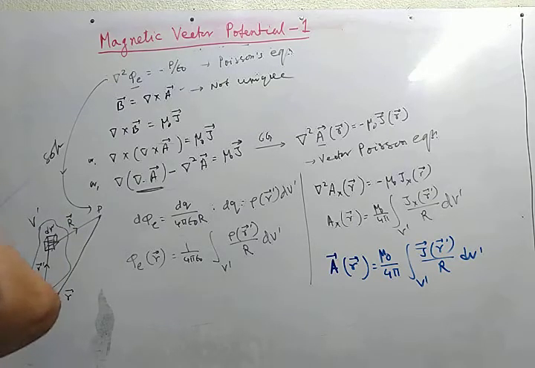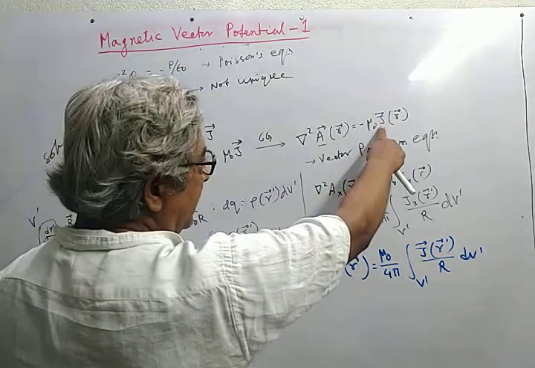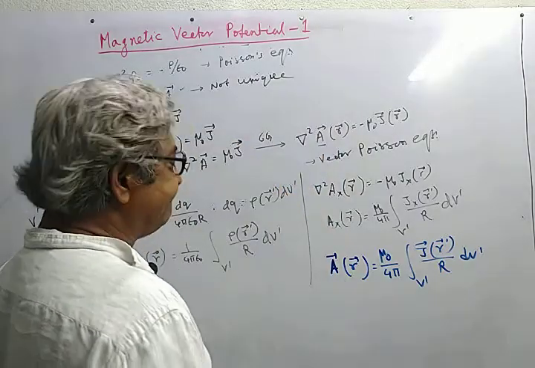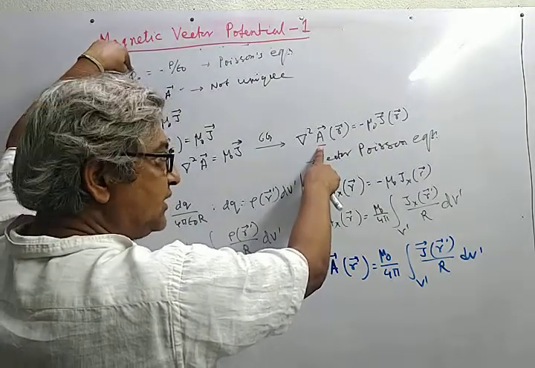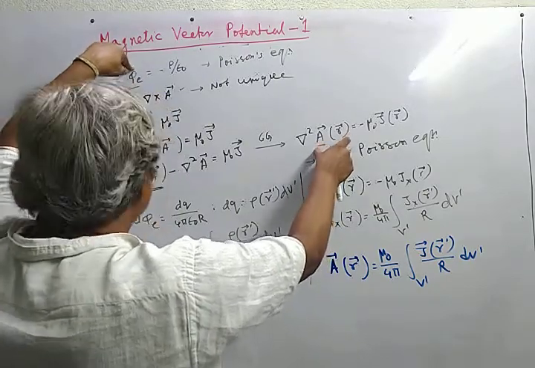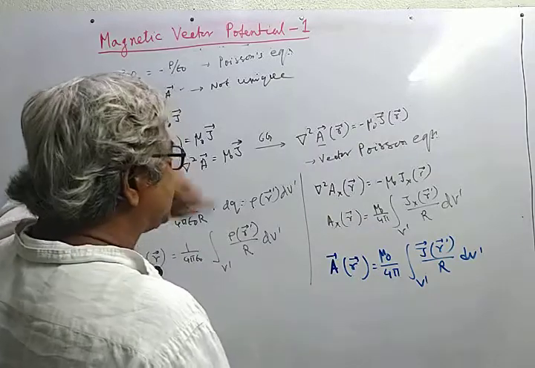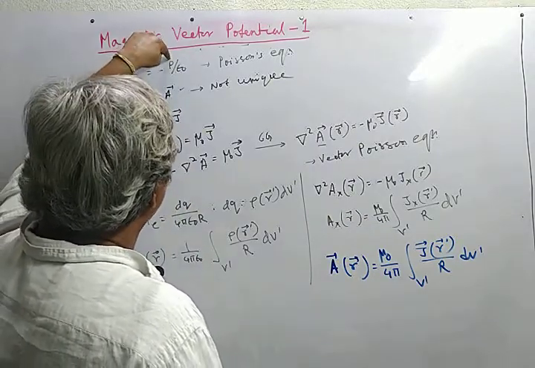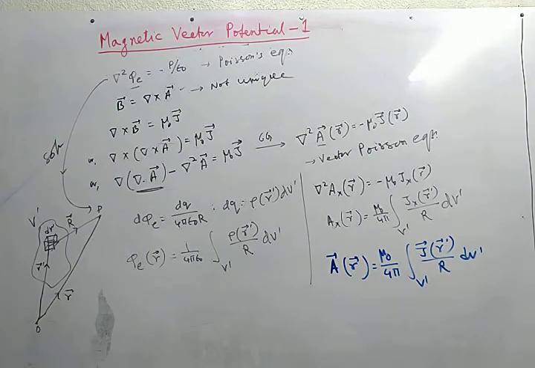When we study relativity and four vectors, we will see that the four potential has four components. Three come from the three components of A, and one comes from the scalar potential. This vector potential together with the scalar potential constitutes the four potential, and the source, the four current density, has one component from rho and three components from J. So they will be nicely related amongst each other through the four vector notations, which we will study in the case of special relativity.